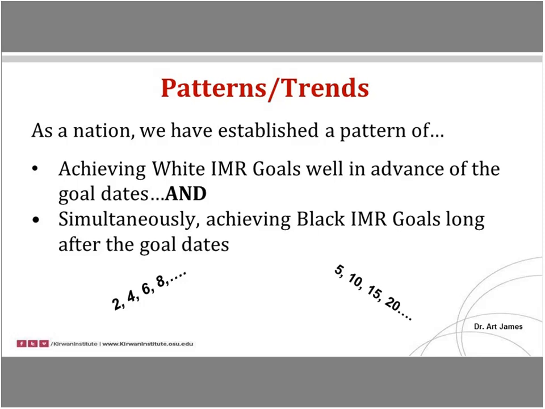And we can reliably predict what the next number is going to be based on the behavior pattern of the numbers that precede it. The same is the case in this nation, unfortunately, regarding infant mortality. We know that if you're white, and we have established goals, the likelihood of achieving that goal well in advance of the goal date, based on almost 4 decades of data, suggests that we're going to be able to accomplish that, and that simultaneously we're going to not achieve the goal for black babies until well after the goal date. Next slide.